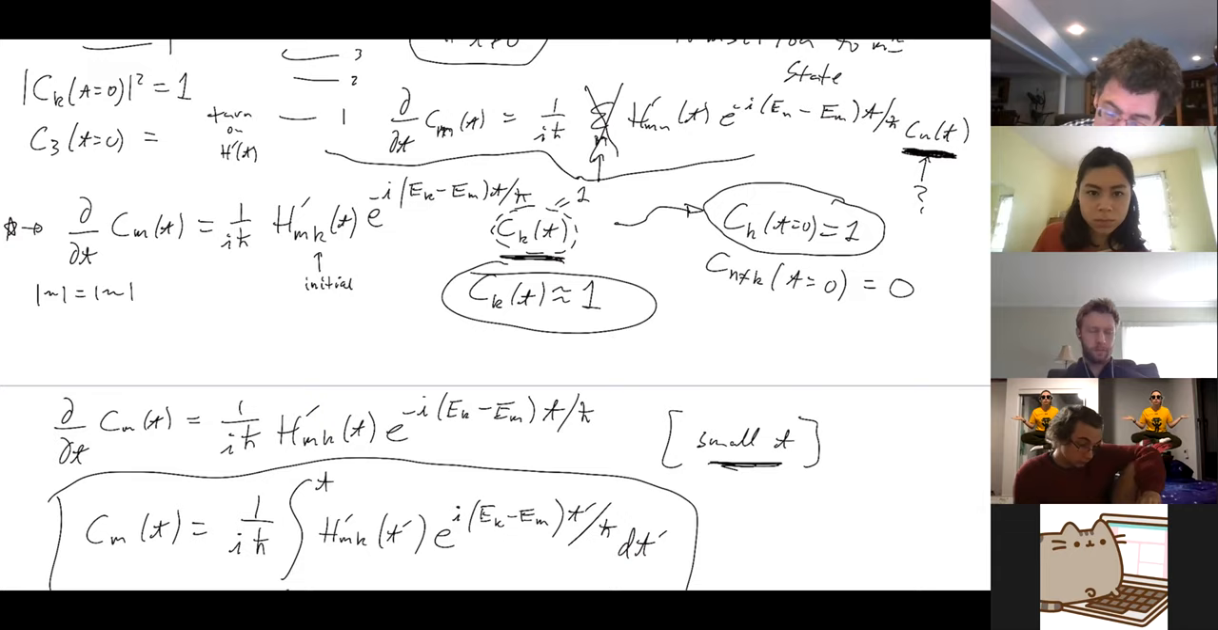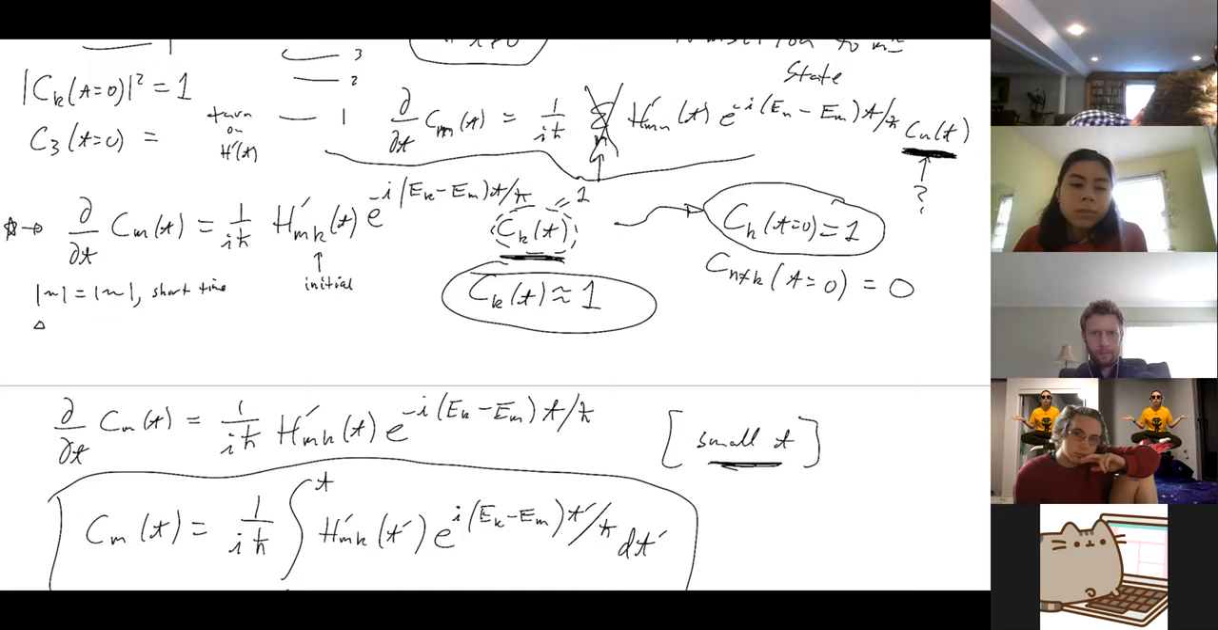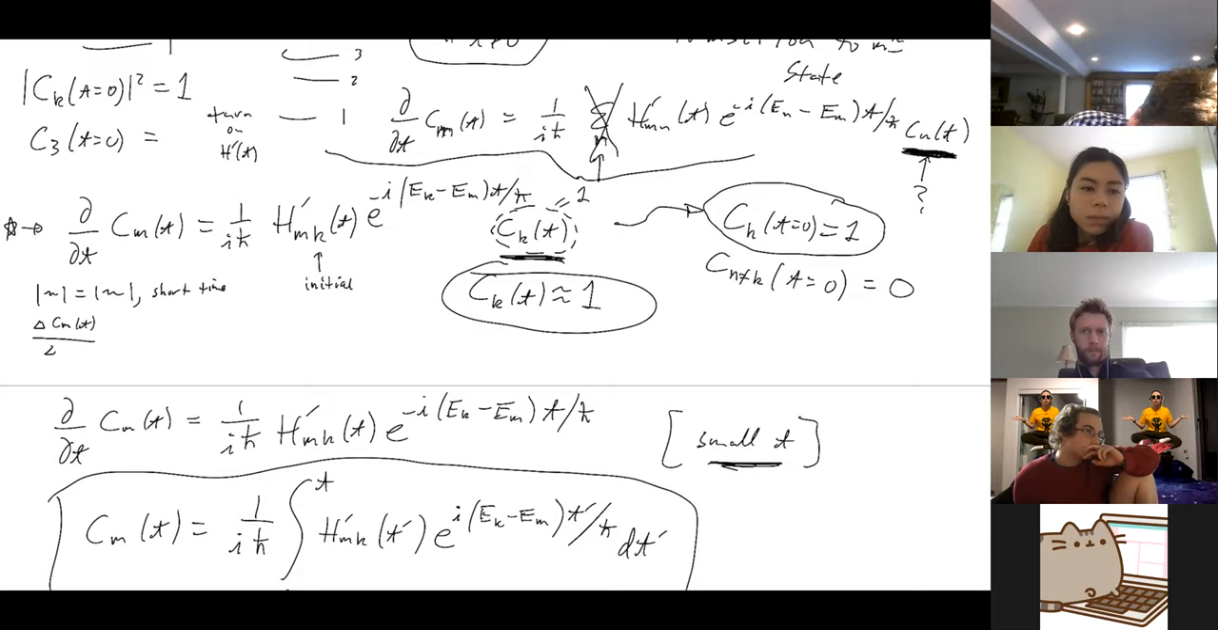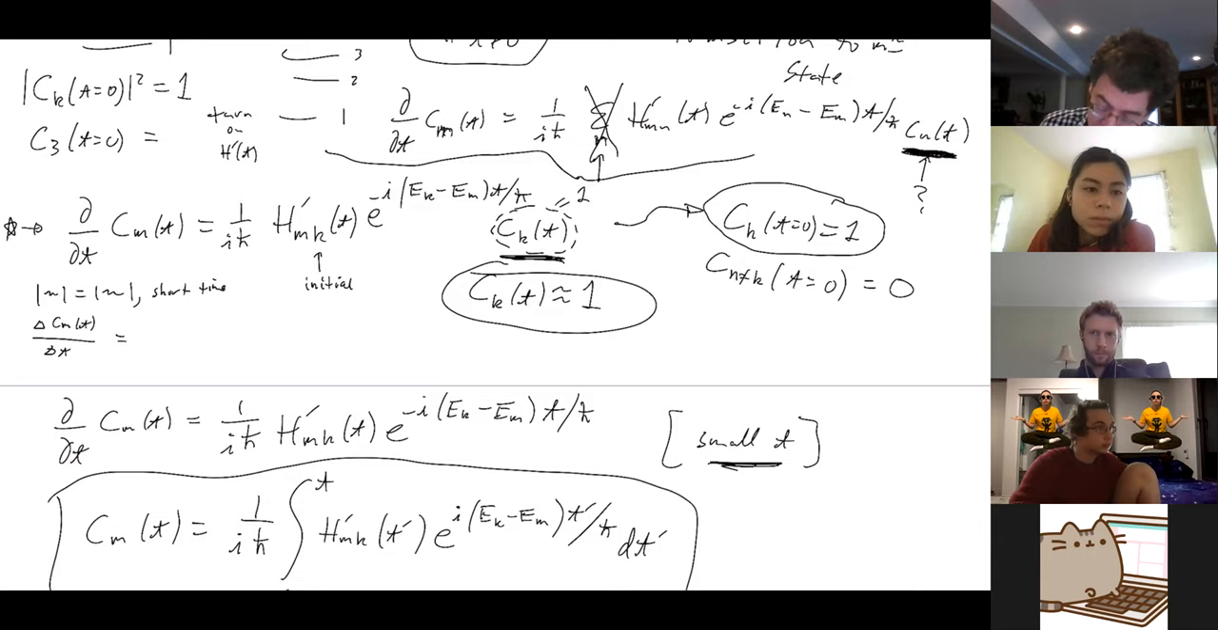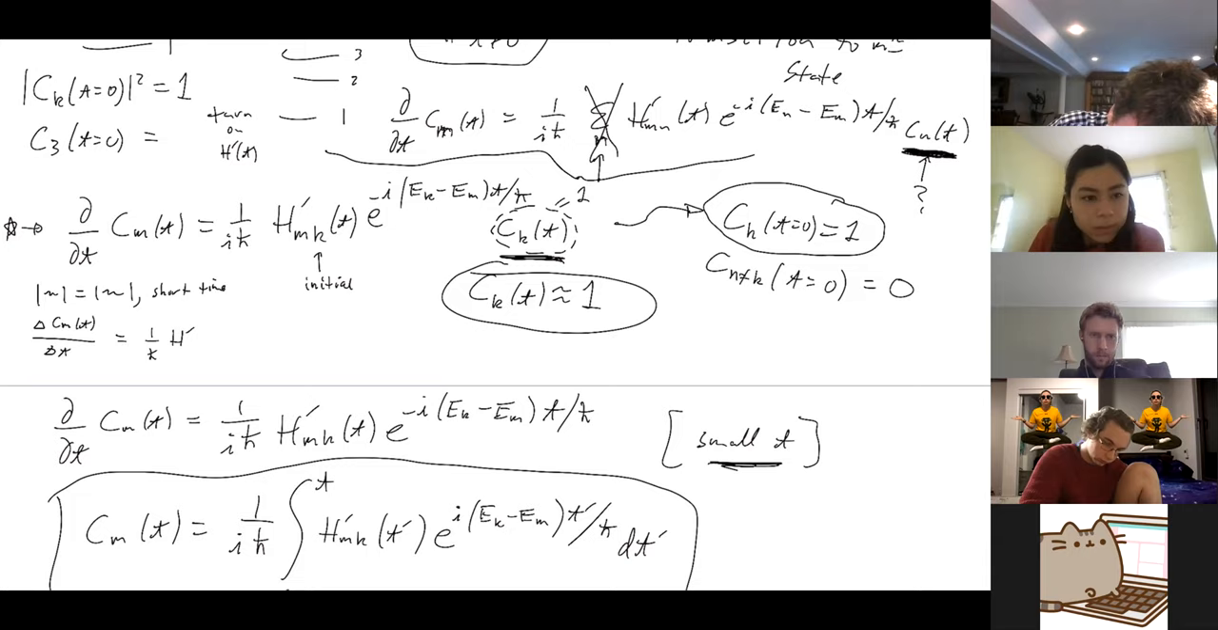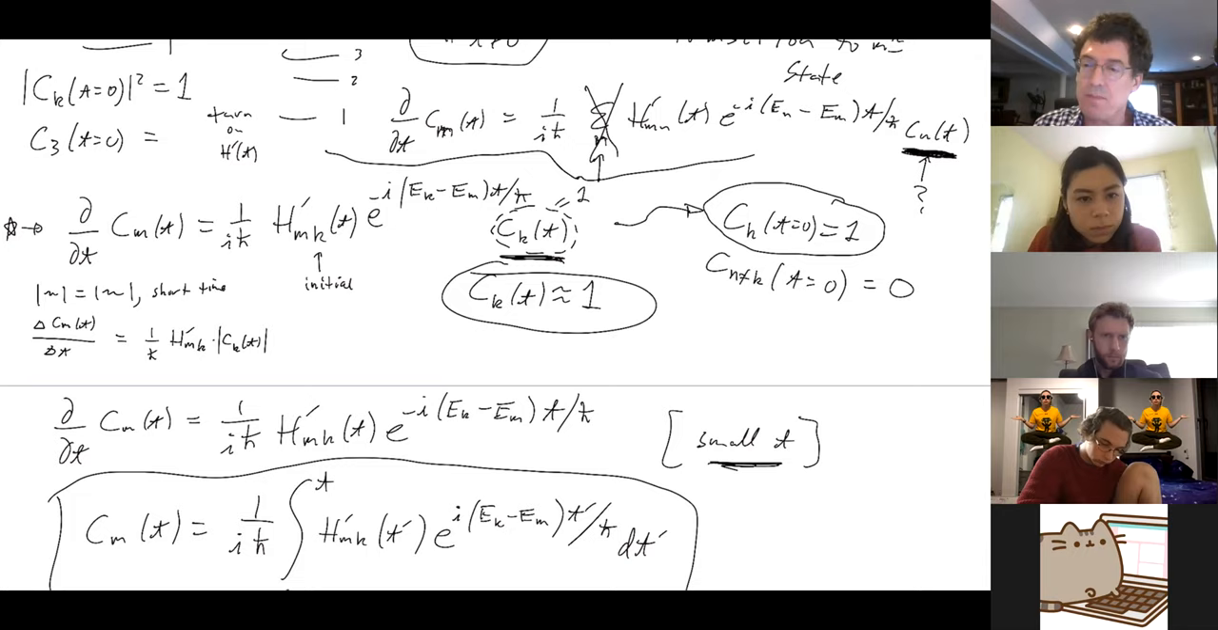And let's consider just a short time. And so then I have delta Cm of t over delta t is equal to, now if I take the absolute magnitude, all of the complex i's just turn into a one. And so it becomes 1 over h bar times h prime mk times c k of t, right? But the very biggest that c k of t can be is 1. So let's say that that's approximately equal to h prime mk over h bar.